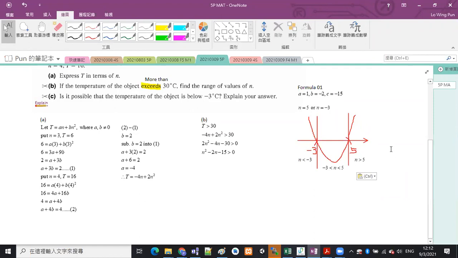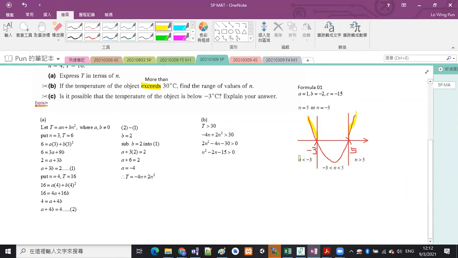Okay? Then we go back to the inequality to see whether we need to choose the part above the x-axis or the part below the x-axis. This time, because this is larger than 0, we are going to choose the part above the x-axis. So that should be this part and this part.